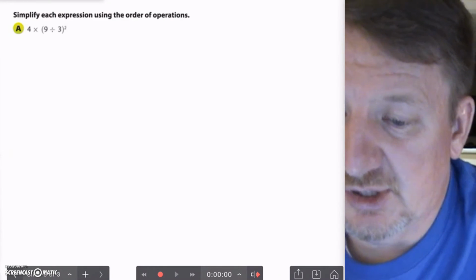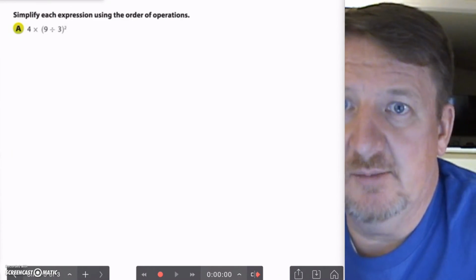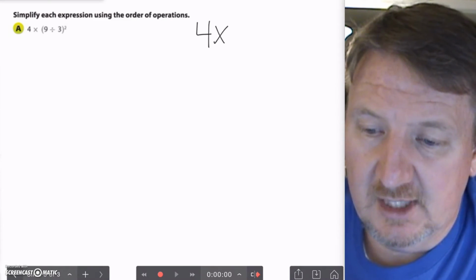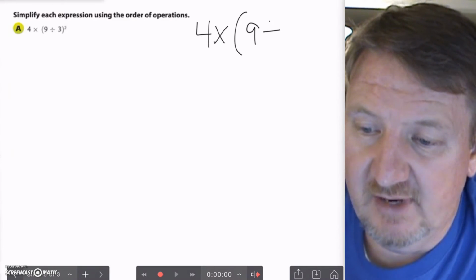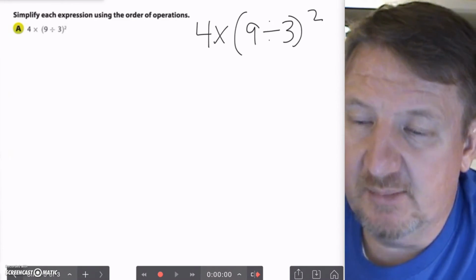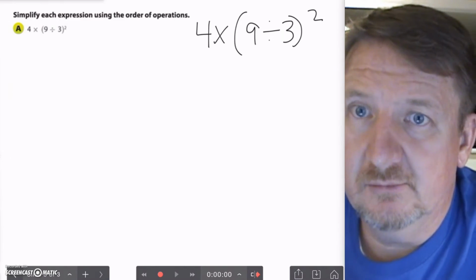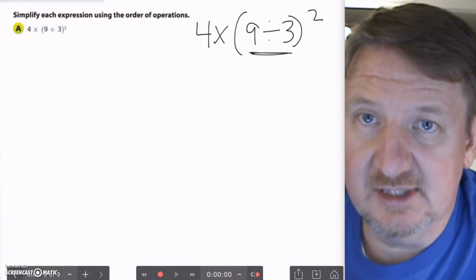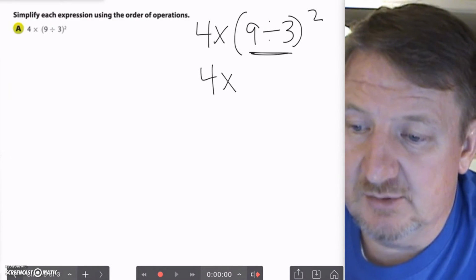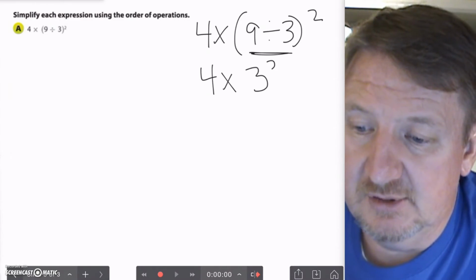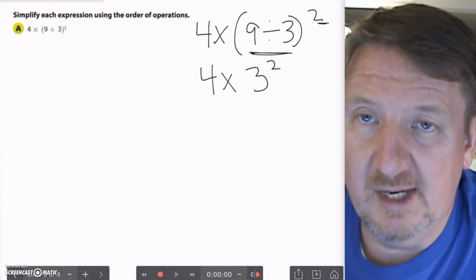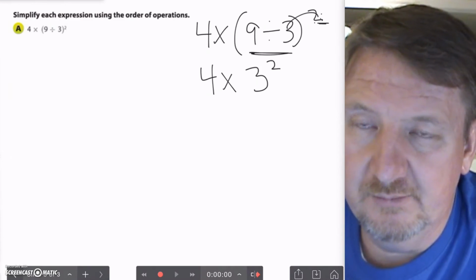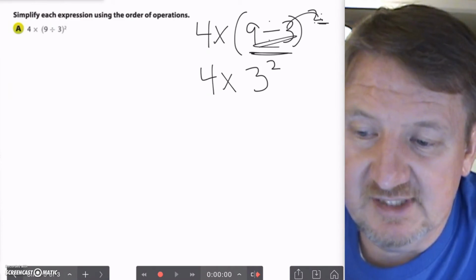Okay, simplify each expression using the order of operations. Okay, so the same thing. We're using the order of operations. We've already done this. So, 4 times, and now here we have some parentheses, 9 divided by 3 to the second power. Okay, so order of operations says the first thing I want to do is anything inside parentheses. Right here, this operation is inside parentheses, so I rewrite it. 4 times, what's 9 divided by 3? 3 to the second power. Okay, that doesn't go away, and I don't put the exponent on the stuff inside. Okay, I solve this first.